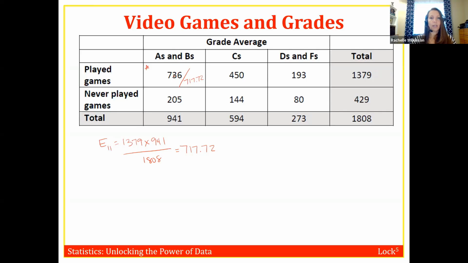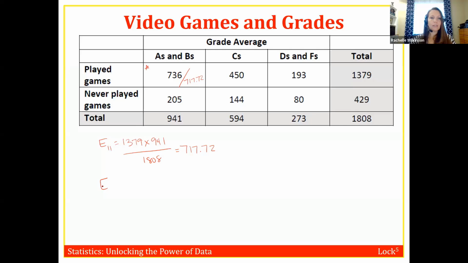Okay, so what this means is that when I did the study, there was actually 736 kids who played video games who got A's and B's. But if the null hypothesis is true, that there's no association between grade average and playing video games, I would have expected to see 717. Okay, so these expected counts basically take our total number of people here and redistribute them as if the null hypothesis was true.